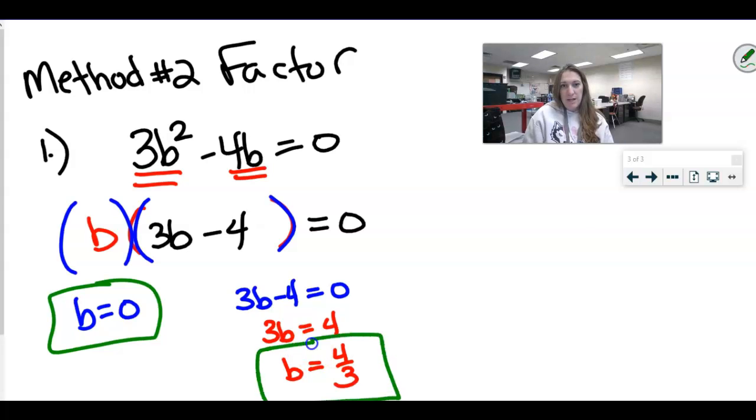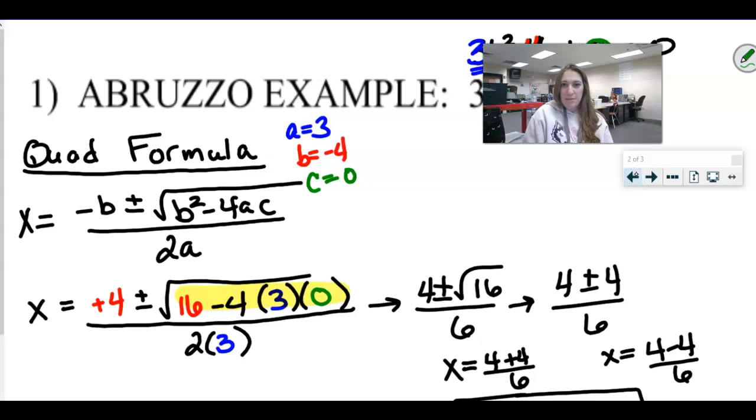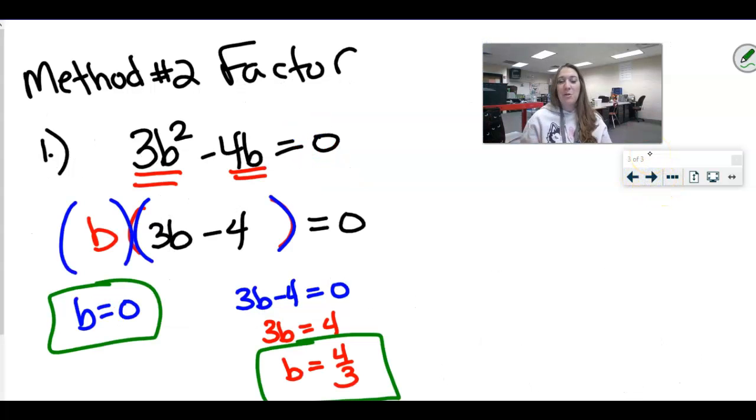And I have such a bad memory that I can't remember if those were the same answers I got the last time, and they were. All right. So there you go. A problem done. 2 different methods for quadratics.